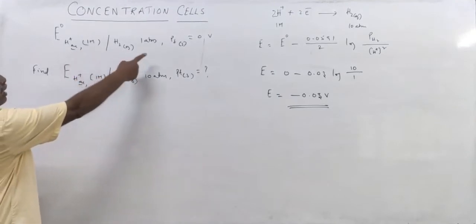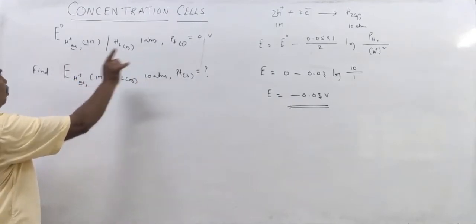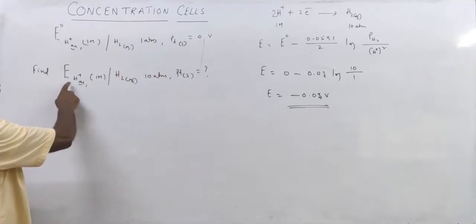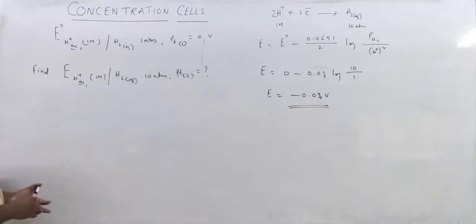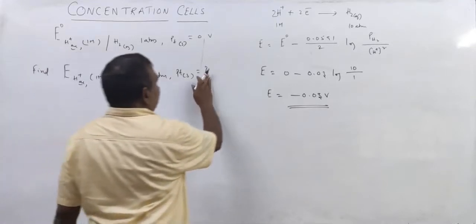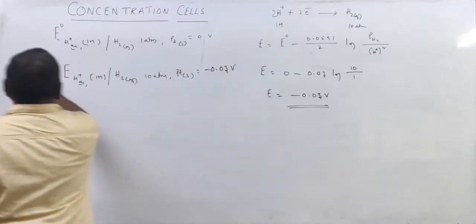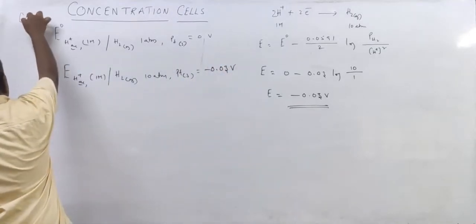Here, this is the standard hydrogen electrode, that is 0 volts. So according to the Nernst equation, we calculated the electrode potential of this one. So how much did we get? It is 0.03 volts. Right?